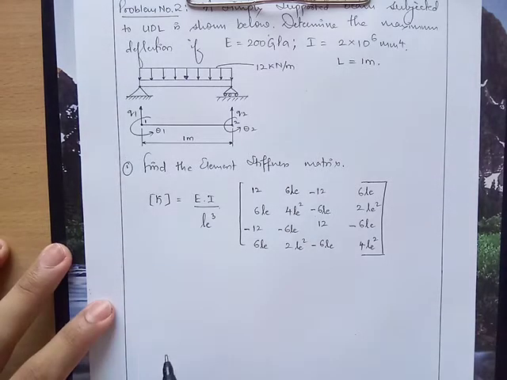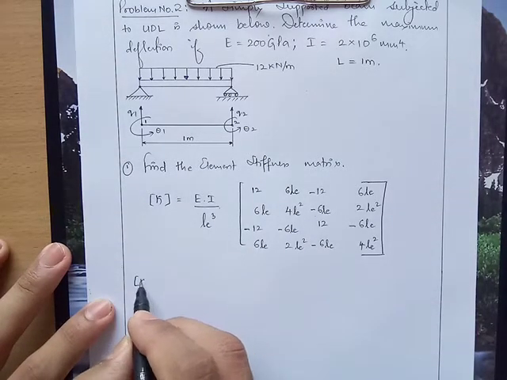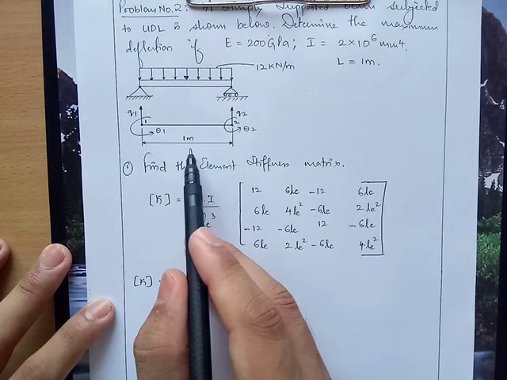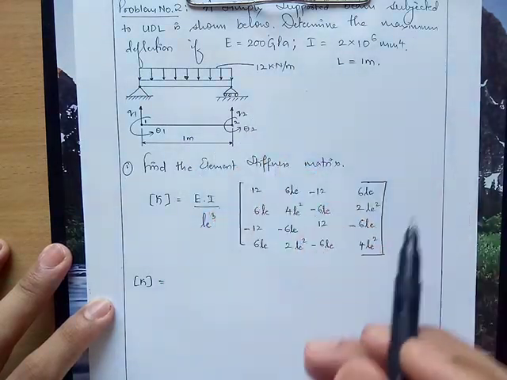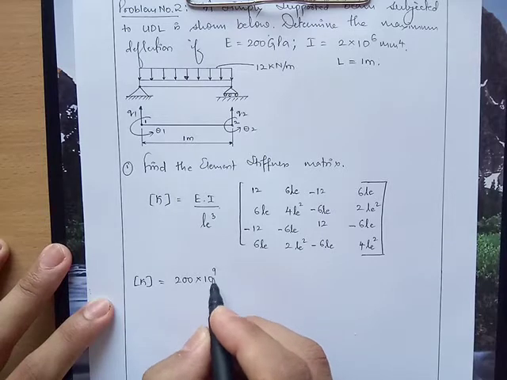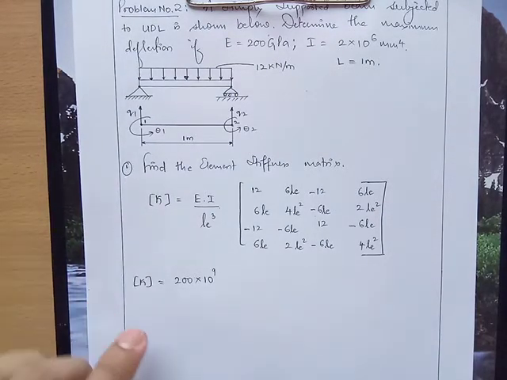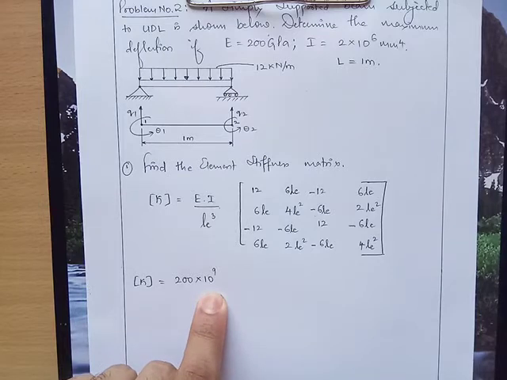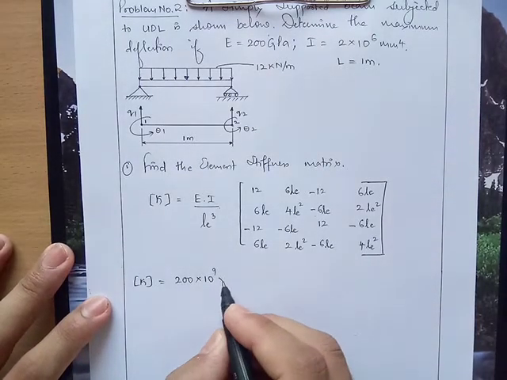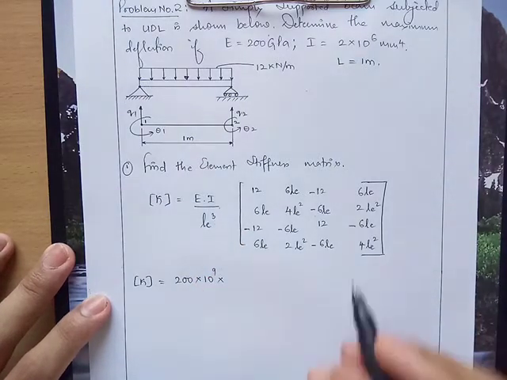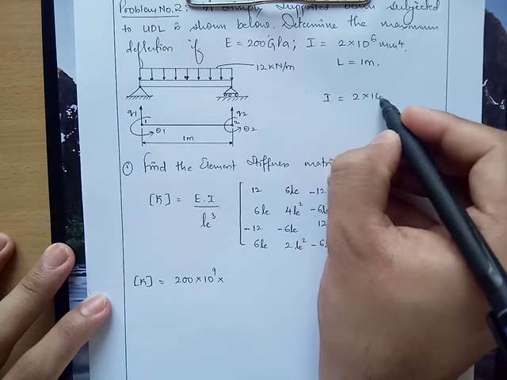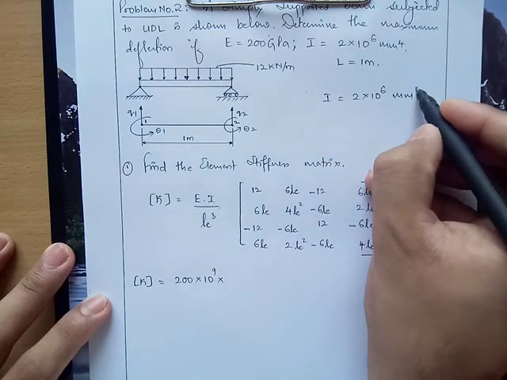Now I will go on substituting the values. For K, the E value is in GPa. Since the length of the element is in meters, let me take everything into meters. So it is 200 into 10 raised to 9 Pa, that is pascals. 1 pascal is 1 Newton per meter square. Into moment of inertia I, which is 2 into 10 raised to 6 mm raised to 4.